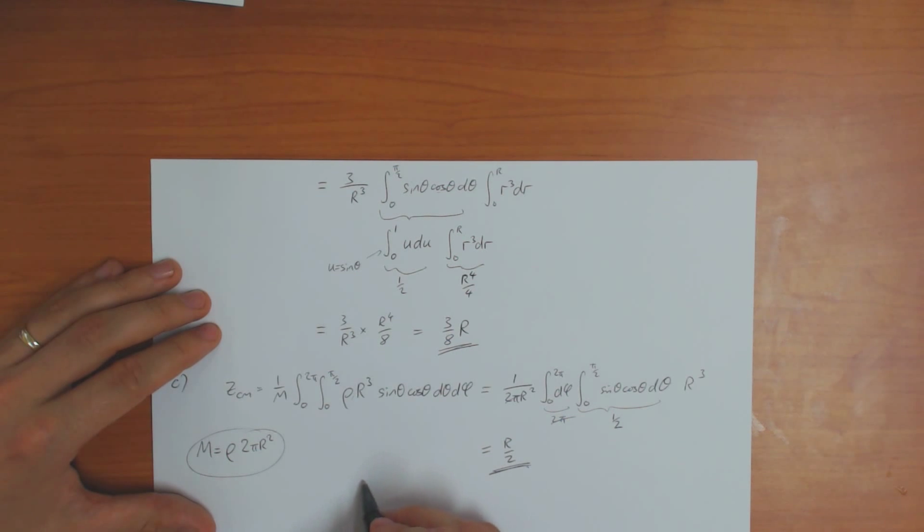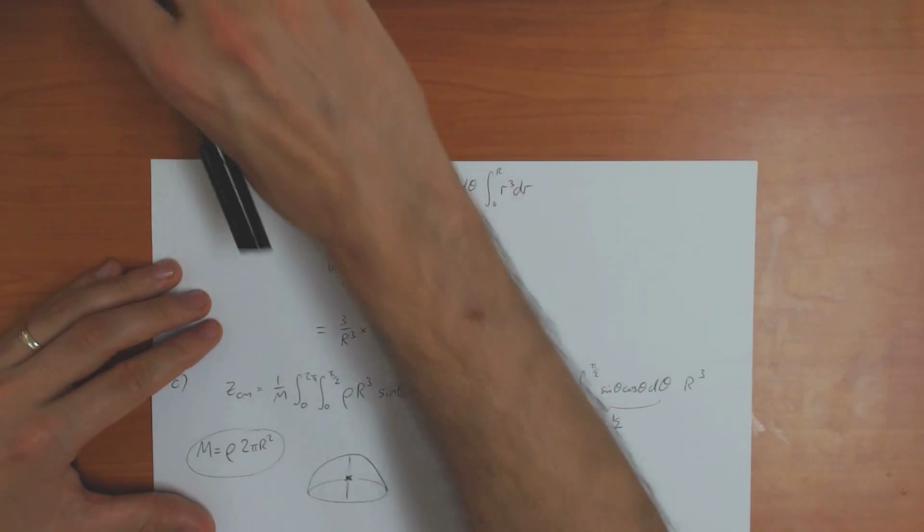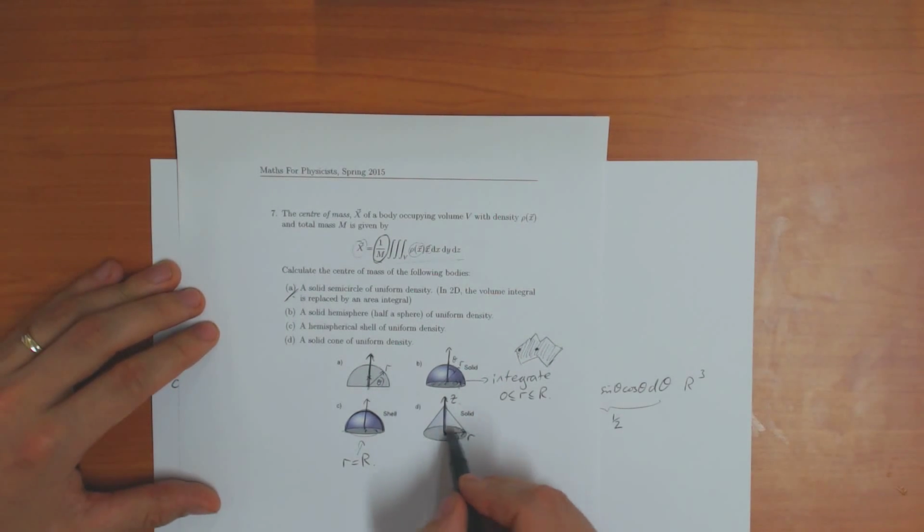Okay, so this is an interesting result. For the shell, where only the surface is there, the center of mass is exactly halfway up. Okay, that's what you've shown there. And finally, part D, we're looking at this cone here.